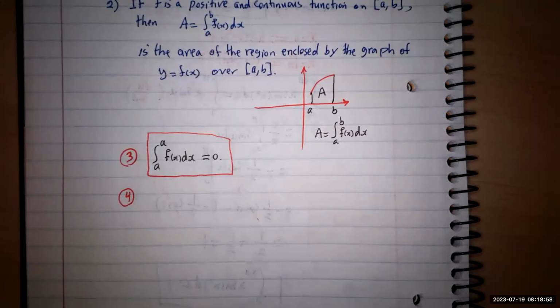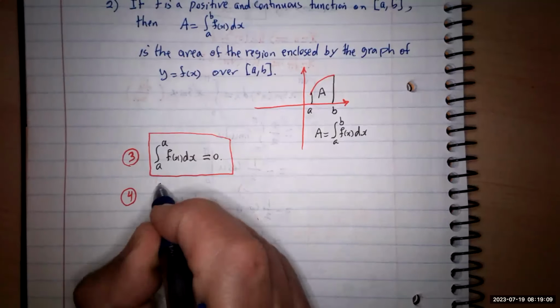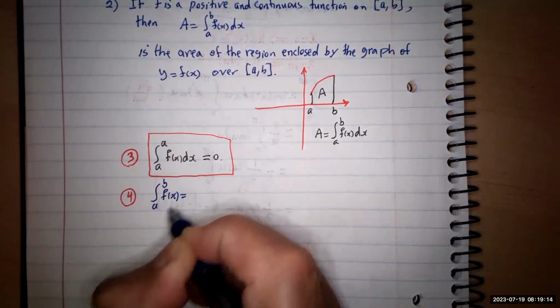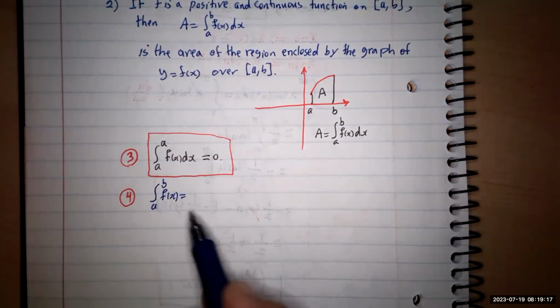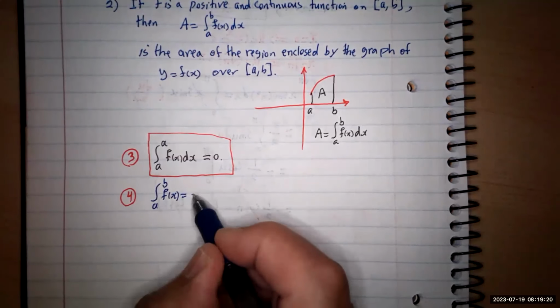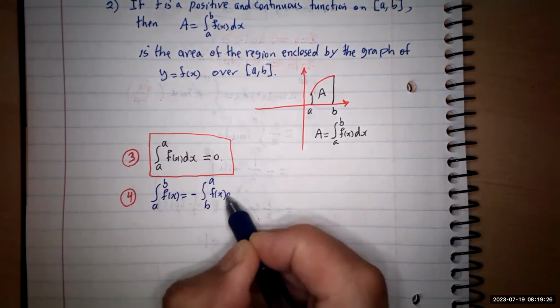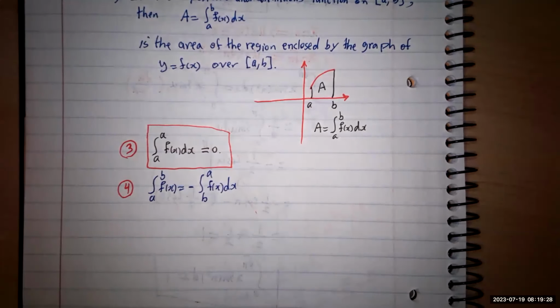Although we always use the smaller number first, we may get a situation where we have to switch. If this is the integral from a to b, the natural one, and you want to switch it to b to a, you get the opposite. So it would be negative integral from b to a of f of x dx. If you have to switch your integral limits, you have to pay for it: opposite number, opposite sign. Any question?